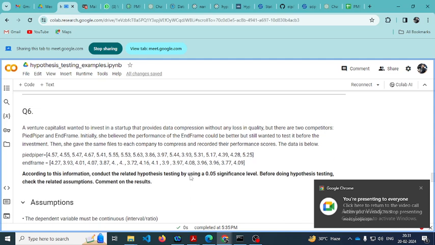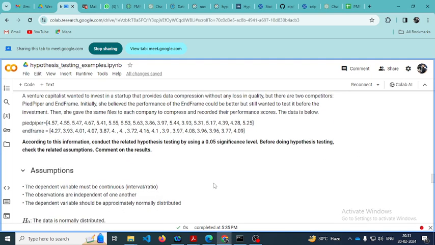Okay, the next problem is: a venture capitalist wanted to invest in a startup that provides data compression without any loss in quality, but there are two competitors.